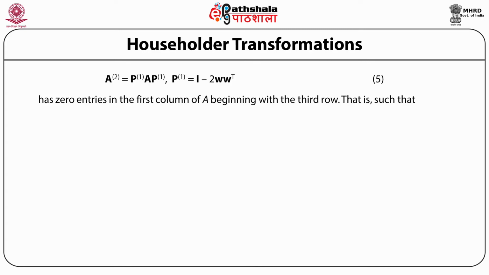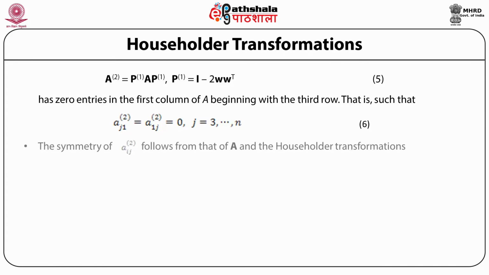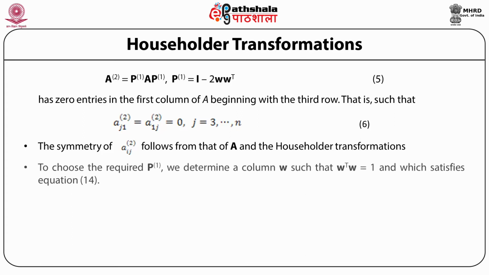That is such that a_j1^(2) equals a_1j^(2) equals 0, where j takes the value from 3 to n. The symmetry of A_ij^(2) follows from that of A and the Householder transformations. To choose the required P^(1), we determine a column W such that W transpose W equals 1 and which satisfies equation number 14.